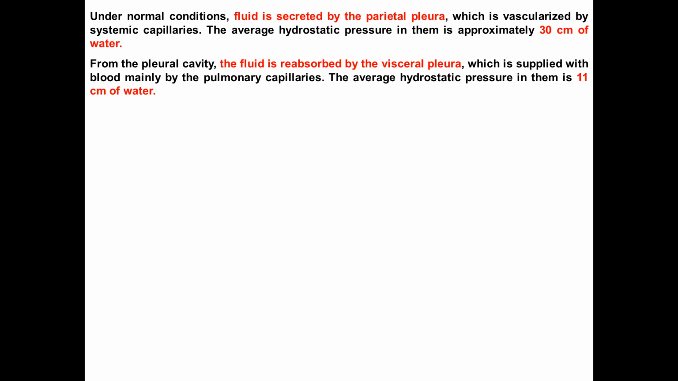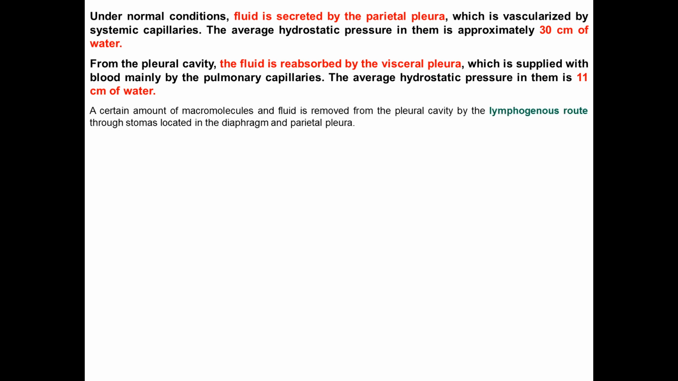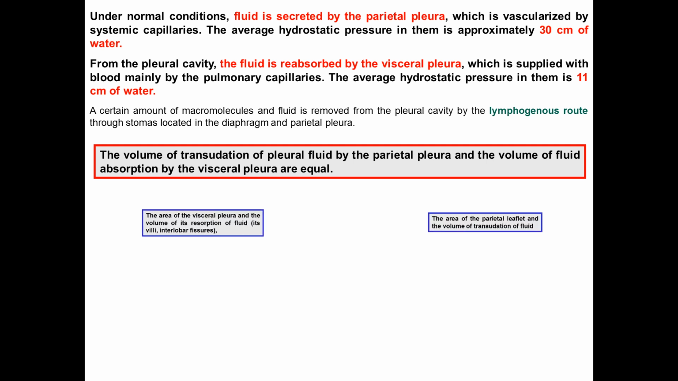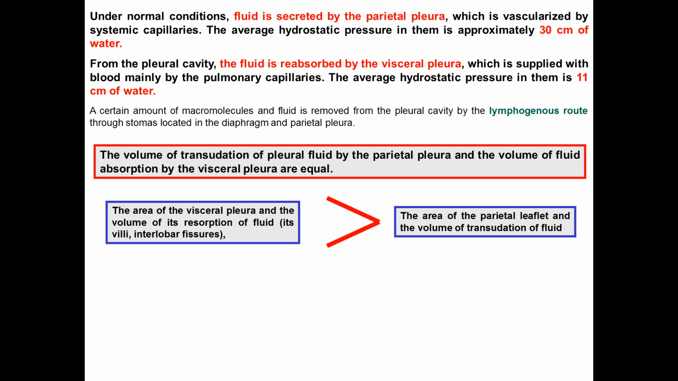Under normal conditions, fluid is secreted by the parietal pleura, which is vascularized by systemic capillaries. Average hydrostatic pressure in them is approximately 30 cm of water. From the pleural cavity, the fluid is reabsorbed by the visceral pleura, which is supplied with blood mainly by pulmonary capillaries. Average hydrostatic pressure in them is 11 cm of water. A certain amount of macromolecules and fluid is removed from the pleural cavity by the lymphogenous route.